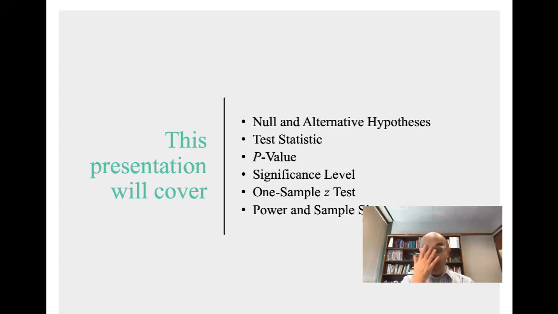And in this presentation, I'm going to talk about null and alternative hypotheses, t-statistics, p-value, and significance level. And hopefully I'm going to talk about the one sample z-test and the power and the sample size, because one of the things is that if you are using a package to determine the sample size, you will see that it also uses a power calculation in order for you to determine that.